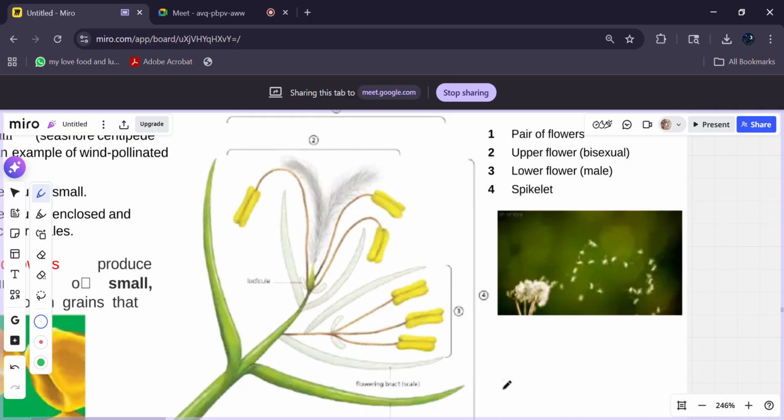And three, the lower flower. The lower flower is unisexual. It consists of three stamens with long filaments and two lodicules, and therefore it is a male flower.